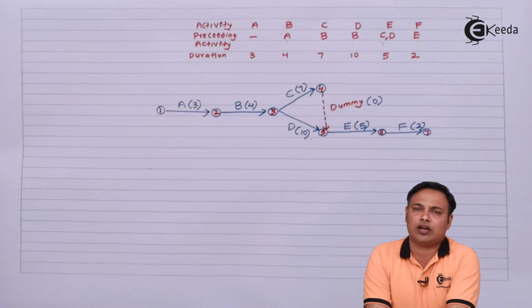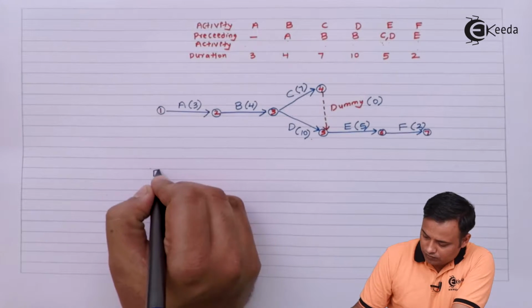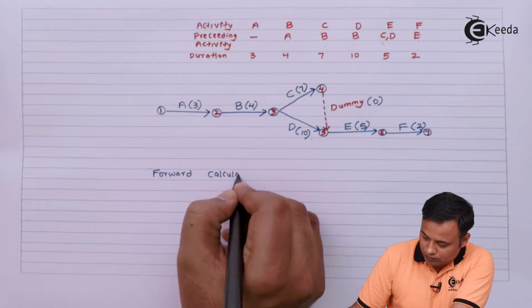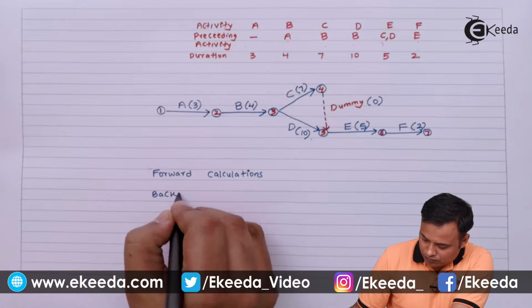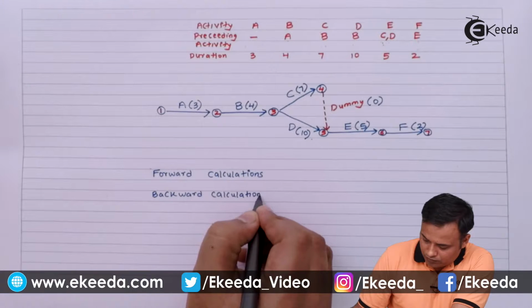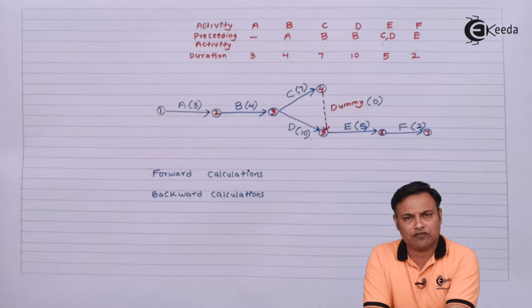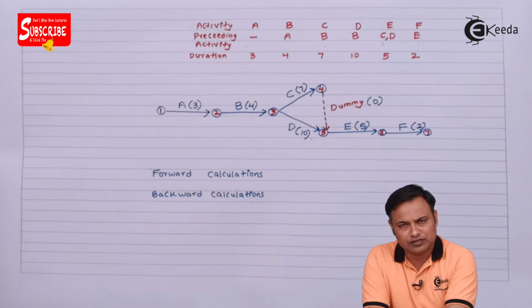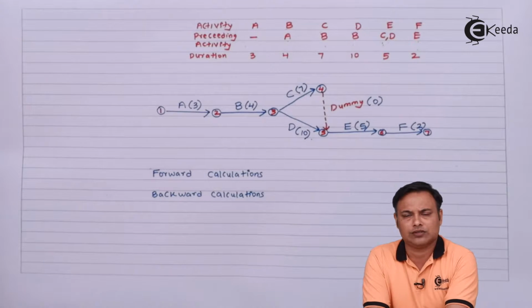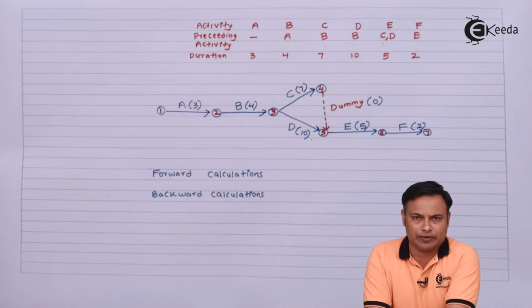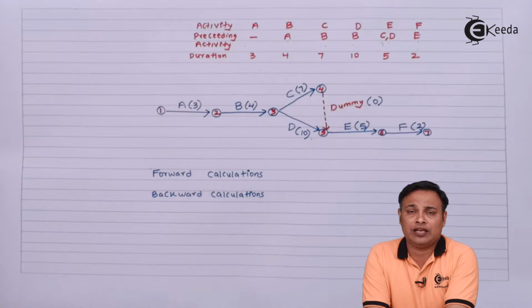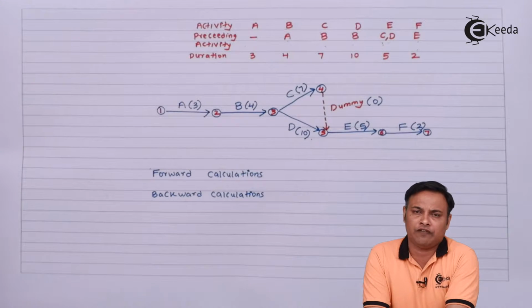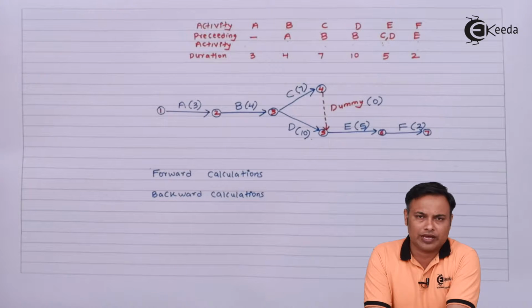Now we are going to learn something called the forward calculations and the backward calculations. First we'll learn how to calculate the forward calculations, and based on the forward calculations we are going to come backwards and calculate the backward calculations. Let's first start with the forward calculations. Now all these calculations are nothing but the time estimates that indicate the earliest starting time or the earliest finishing time based on that forward calculations.